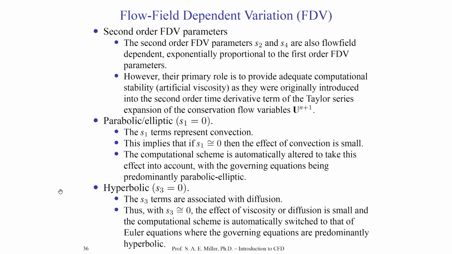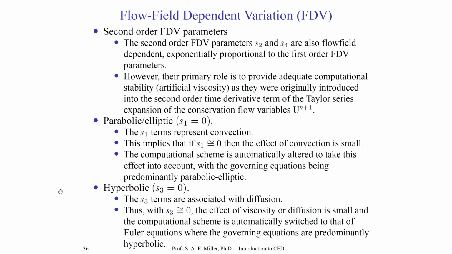They were introduced, as you recall, through the Taylor series expansion on the second order terms. If S1 is 0, these terms would represent convection terms. This implies that if S1 is approximately 0, then the convection is small. This might be a rather stationary type flow with a low velocity.